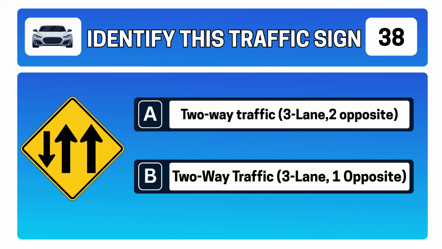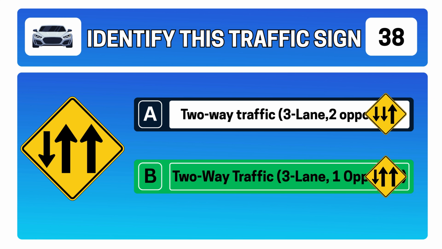Identify this traffic sign. A. Two-way traffic, 3 lane, 2 opposite. B. Two-way traffic, 3 lane, 1 opposite. Well spotted. It is the two-way traffic, 3 lane, 1 opposite sign.